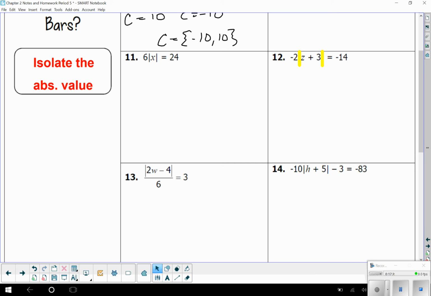Okay. Is there something on the same side as the equal sign that's attached to the absolute value bars that you could get rid of? It's a good question, but can we do it?